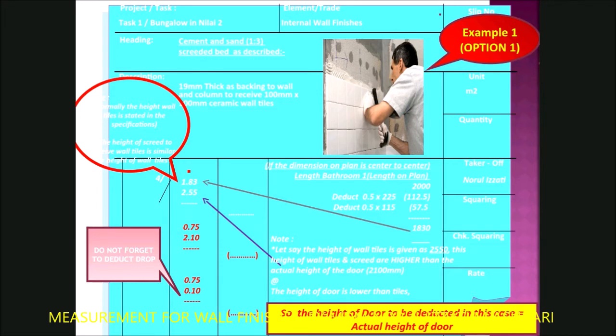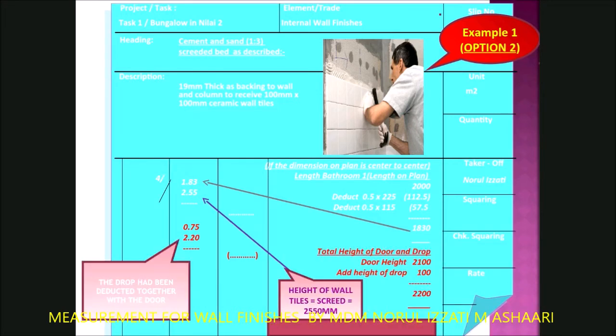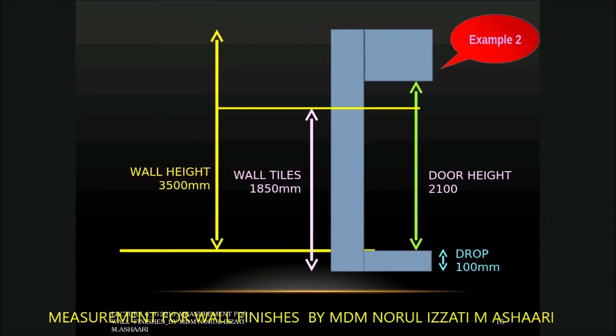If you would like to show everything in one calculation, this must be properly shown: the height of the door plus the height of the drop. When you do it this way, you only have to show one deduction. This is the first example. Now look at the second example.